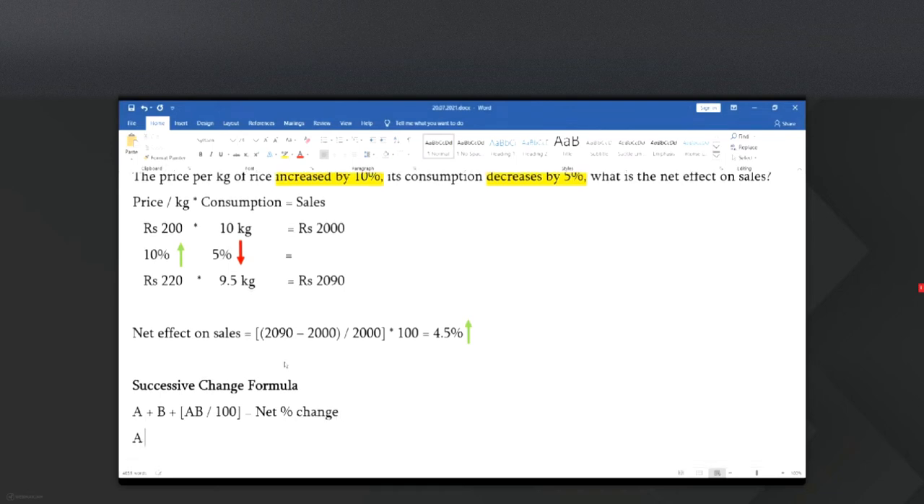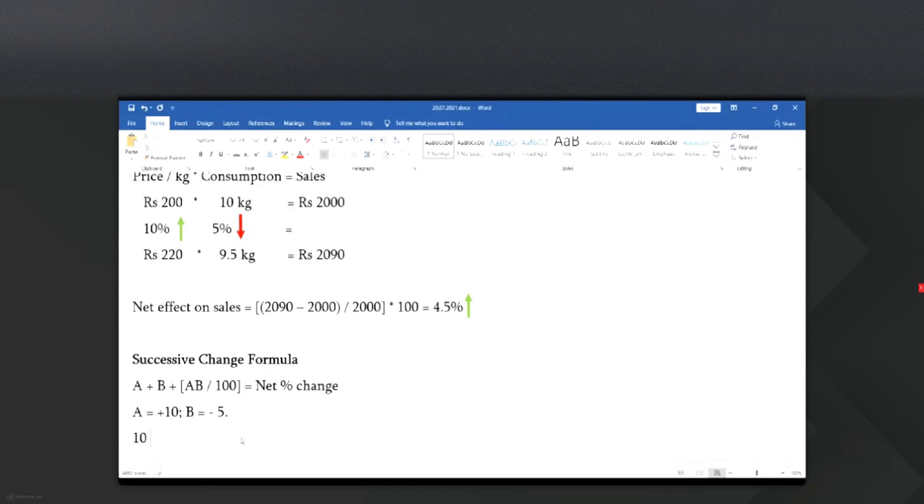So A here would be equal to plus 10, because it is a 10 percentage increase. B here would be equal to minus 5, because it is a 5 percentage decrease. That's it. You substitute it, you will get the answer within 1 second. I mean, not 1 second, right? 10 minus 5 minus 10 into 5 is 50 divided by 100. So this will give me 5 minus 0.5, which is 4.5 percentage. See how easy it is.